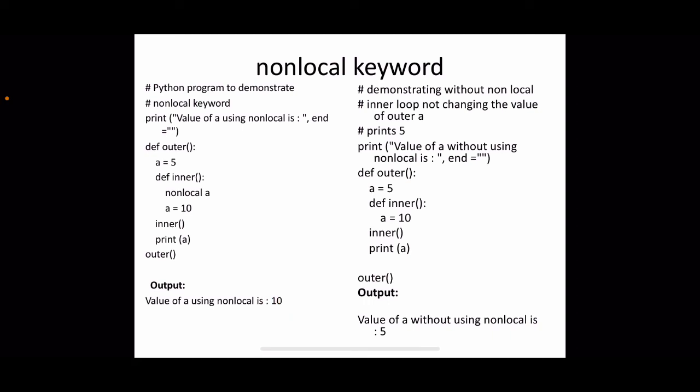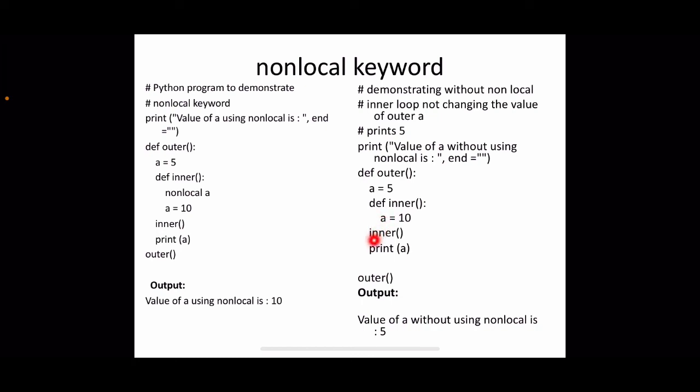Another example for this: print value of a without using nonlocal. If we are not using nonlocal, what happens? Here also the message will be displayed and the cursor will remain here itself, and we define the outer function with the variable a equal to 5, and within it the inner function definition, and we are changing the value to 10 but not giving the keyword nonlocal. So it's actually redefining a, that means another variable with the name a which is local to the inner function. This is a new variable actually.